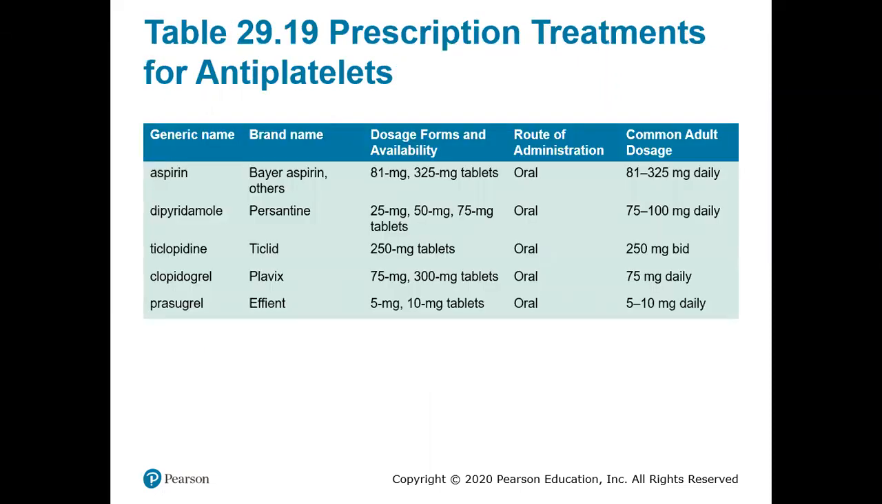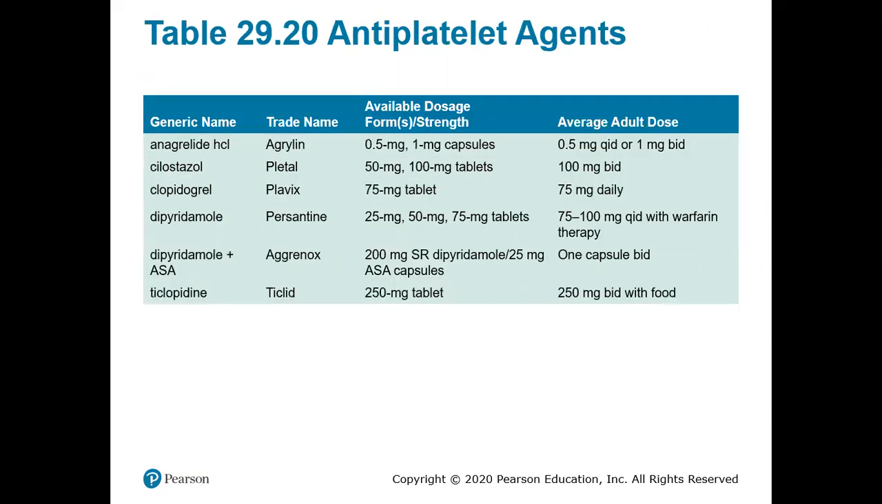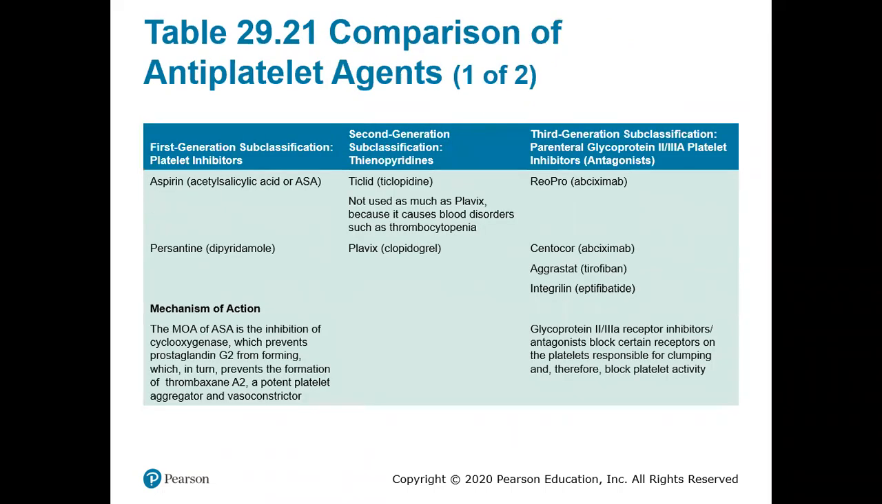So table 29.19 details prescription treatments for antiplatelets. You can find this table on page 481 of the textbook. Table 29.20 is also on page 481 of the textbook, detailing antiplatelet agents. Table 29.21 details a comparison of antiplatelet agents. It is also on page 481 in the textbook.